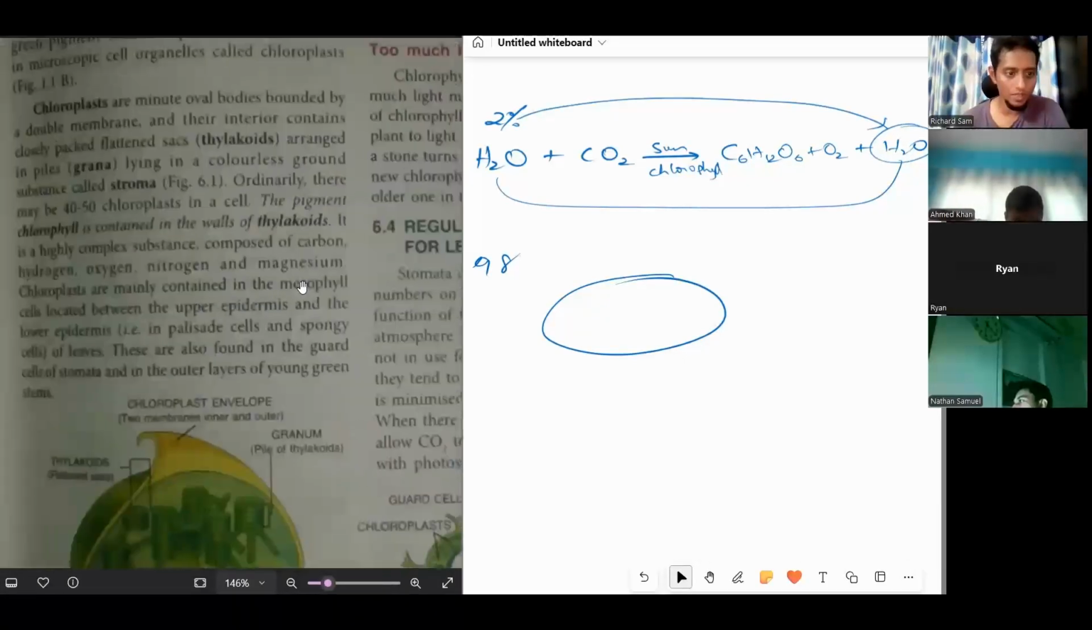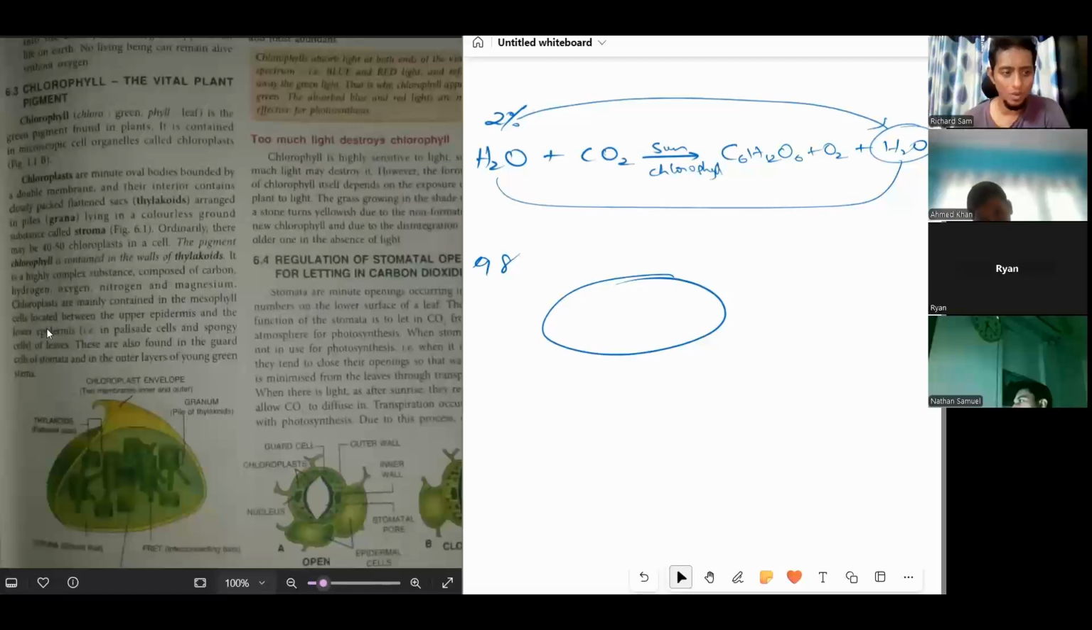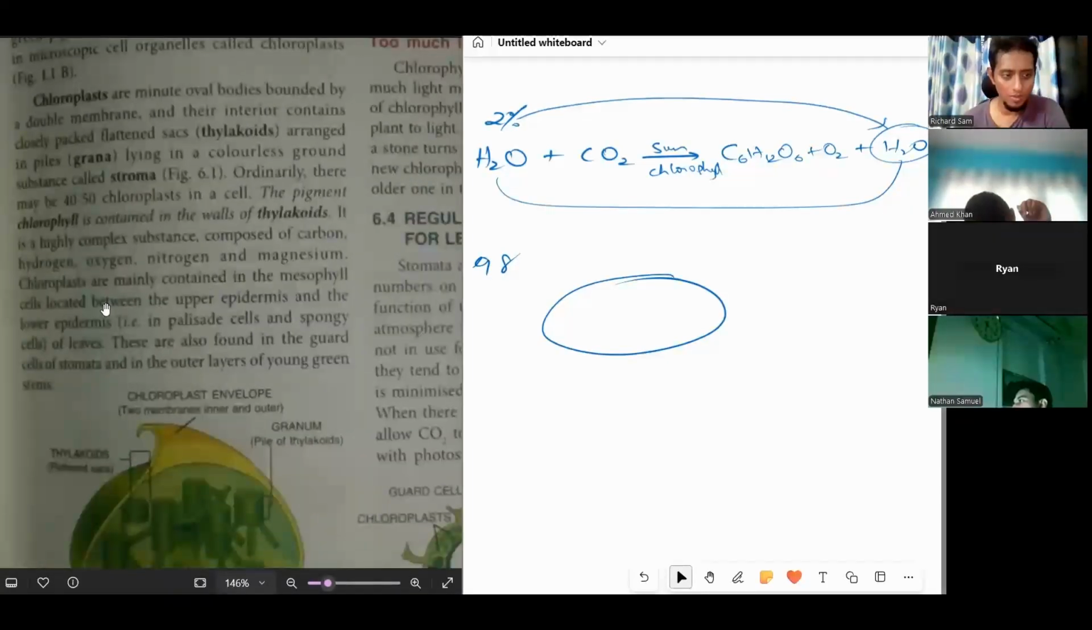So where do we find it? In the mesophyll cells or spongy cells? No, sorry. Mesophyll is the whole. So in the mesophyll cells, that is both palisade and spongy, both have chloroplasts, but more of it will be in the upper layers.